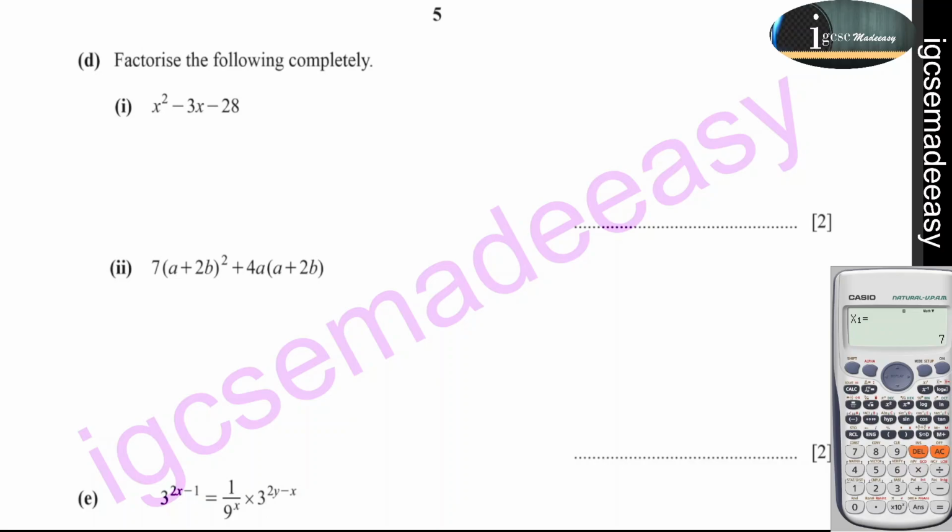Okay, that is +7, and if I press it again I'll get -4. So we got one of the values +7 and the other value is -4. So when we are writing in the format of factorization form, we are going to change the sign. So this is +7, so we'll be writing x minus 7, and over here we'll be writing x plus 4. So this will be the final answer, x minus 7 and x plus 4.